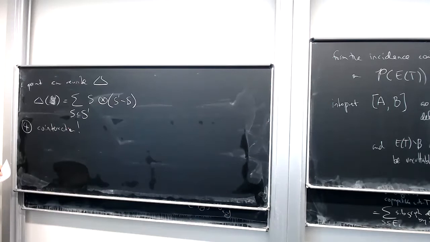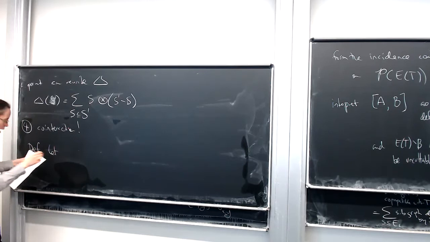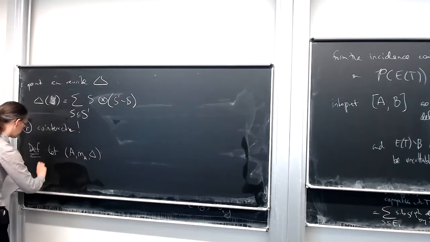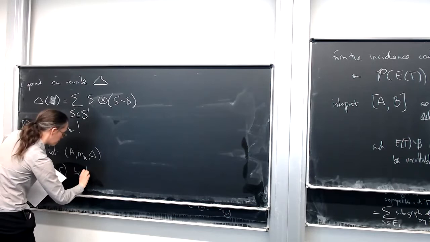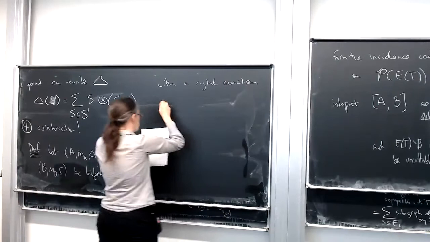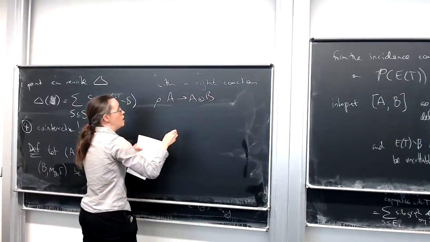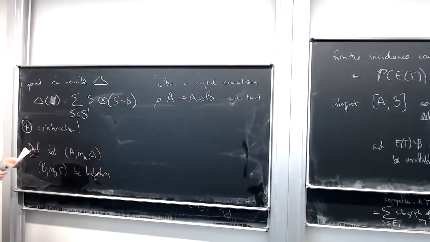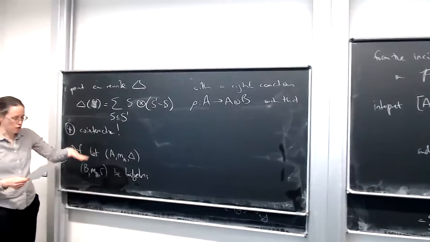Well, actually, first I'm going to write down the definition of what I mean by co-interaction, and then we'll look at it in this context. So here's the definition. Let's say we have two bi-algebras, with a coaction which is going to be called rho, such that, well, what do we really want? We want that the structure maps of A are co-module morphisms.